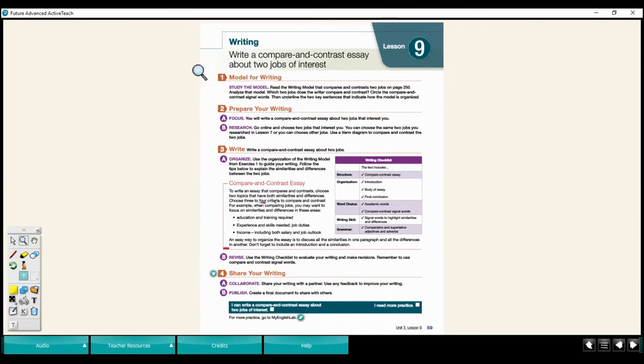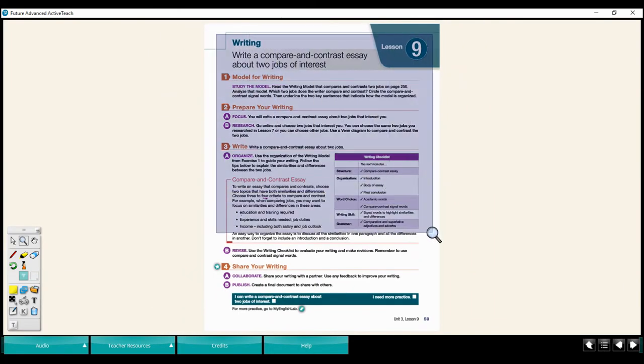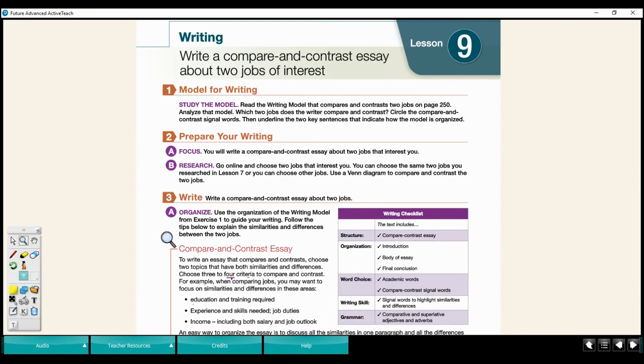In Unit 3, Lesson 9, we're looking more at the specific assignment for writing about 2 jobs of interest. And so I'm asking each student in the class to write an essay, and I want you to choose 2 jobs that you would likely do in the future, with the idea in mind that maybe you would complete a program at Madison College and choose one of these 2 careers.